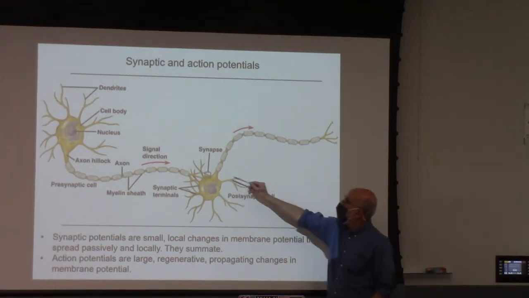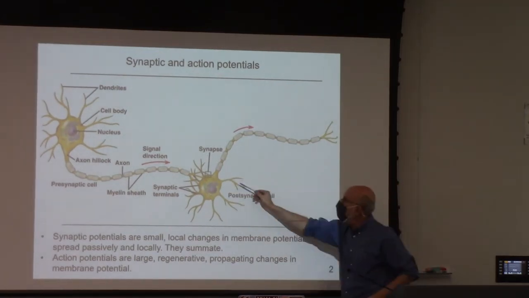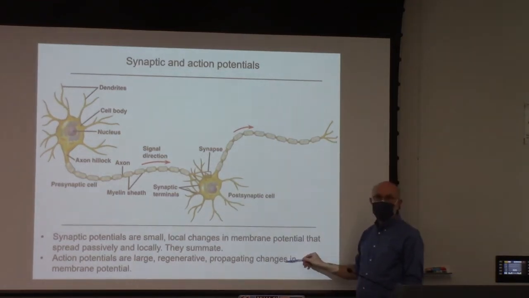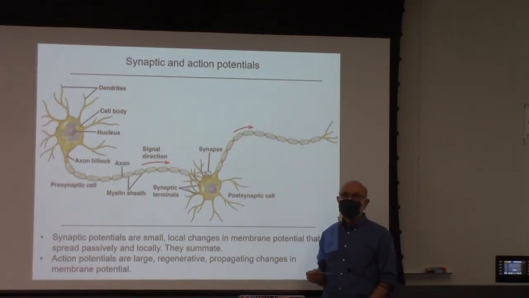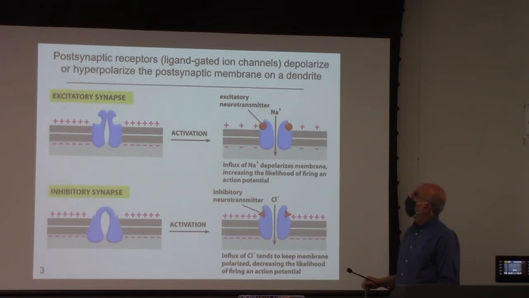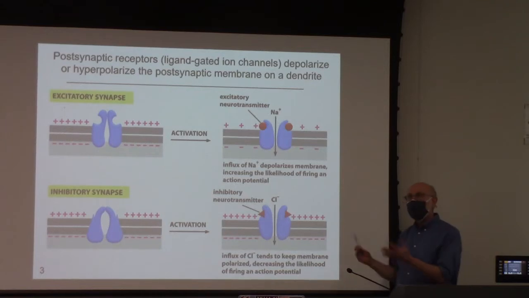Synaptic potentials are small, local changes in the resting membrane potential of the receiving cell. Action potentials are going to be large, propagating signals, mostly in the axons. So we've talked about receptors. Let's focus on a subtype of the receptors, not GPCRs, although GPCRs can affect membrane potential. Let's look at the ionotropic receptors, or ligand-gated ion channels.